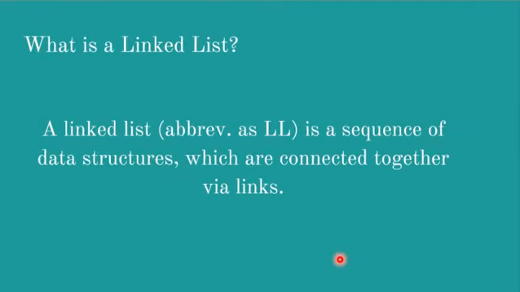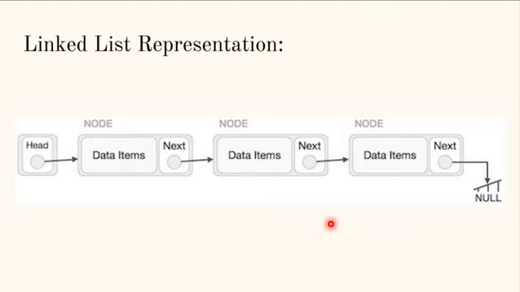So, what is a linked list? A linked list is a sequence of data structures which are connected together via links. It is a sequence of links which contains items. Each link contains a connection to another link. It can be visualized as a chain of nodes where every node points to the next node.